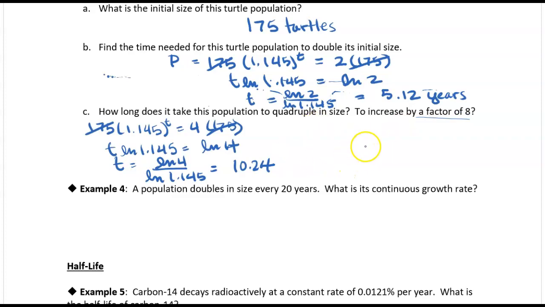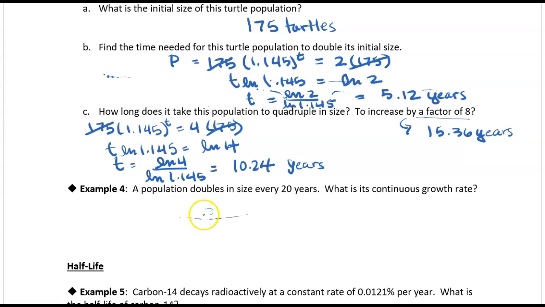So it will increase by a factor of 8 after another 5.12 years. So the population will increase by a factor of 8 after 15.36 years. I just took 10.24, I should write years probably, and added another 5.12, because it's going to double every 5.12 years.